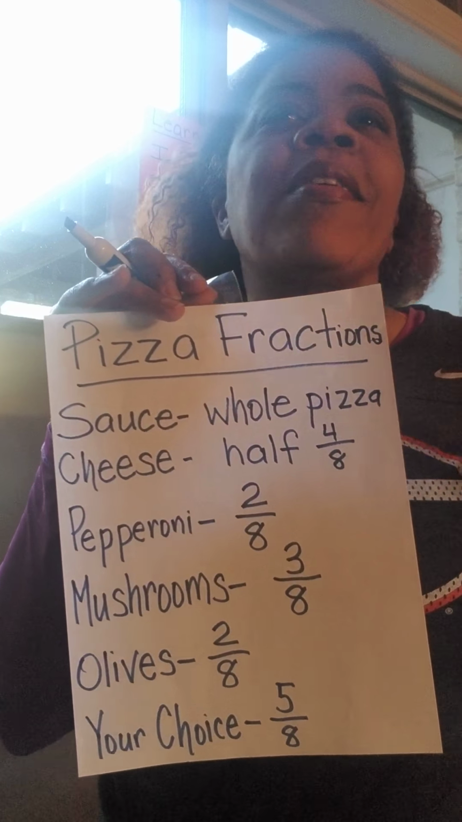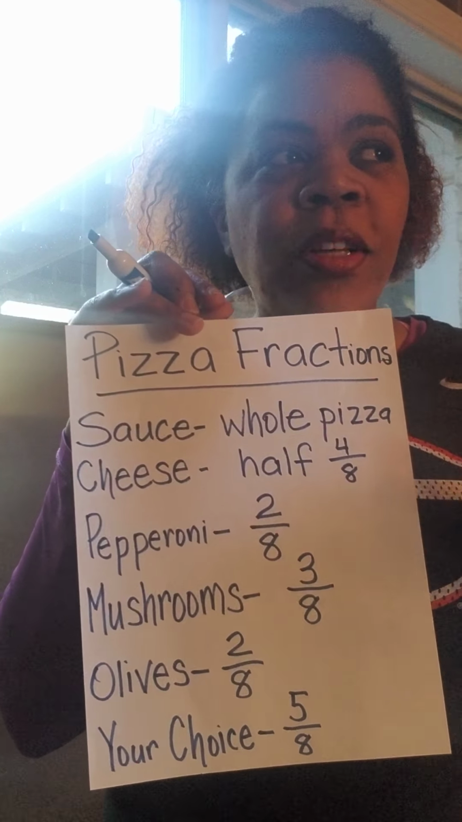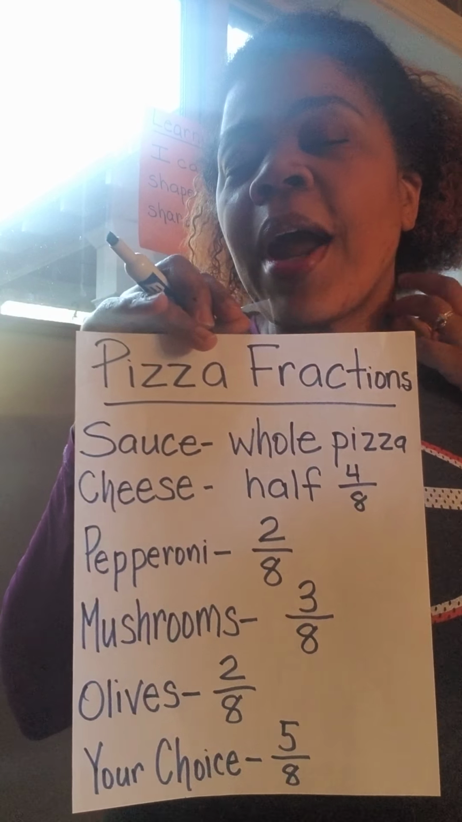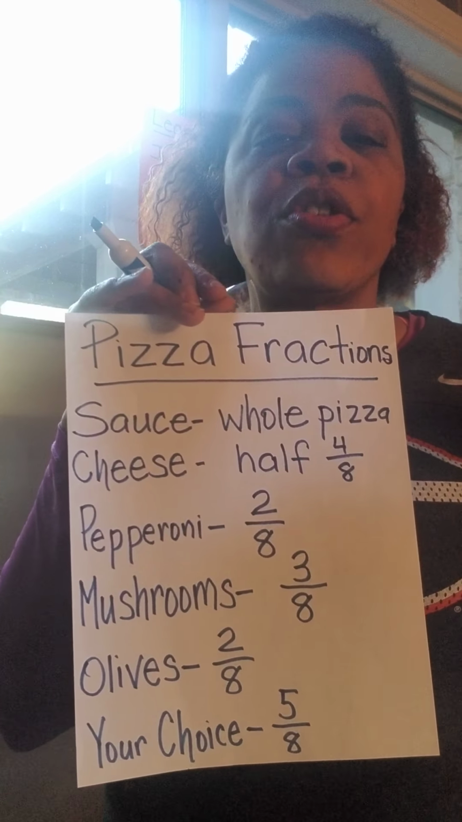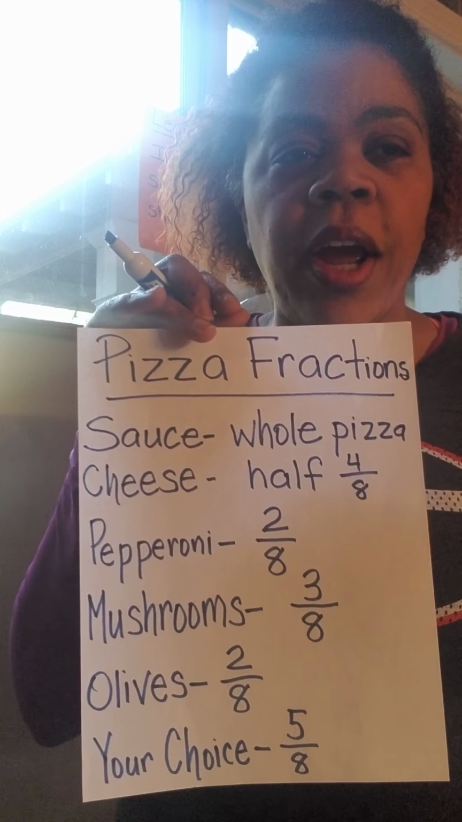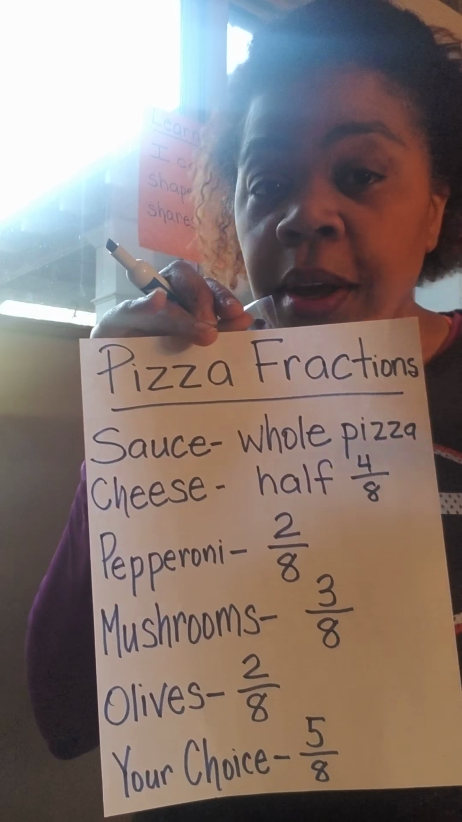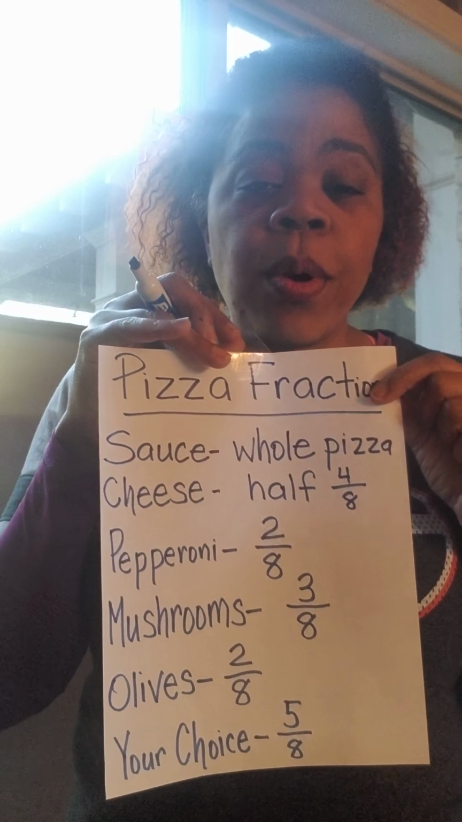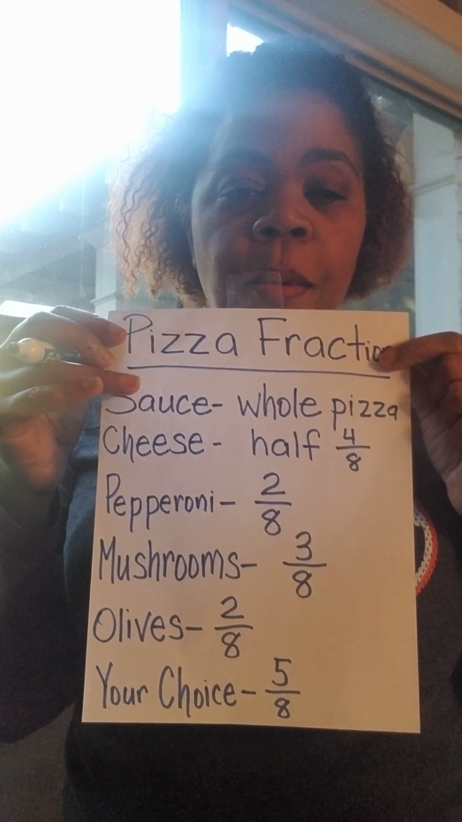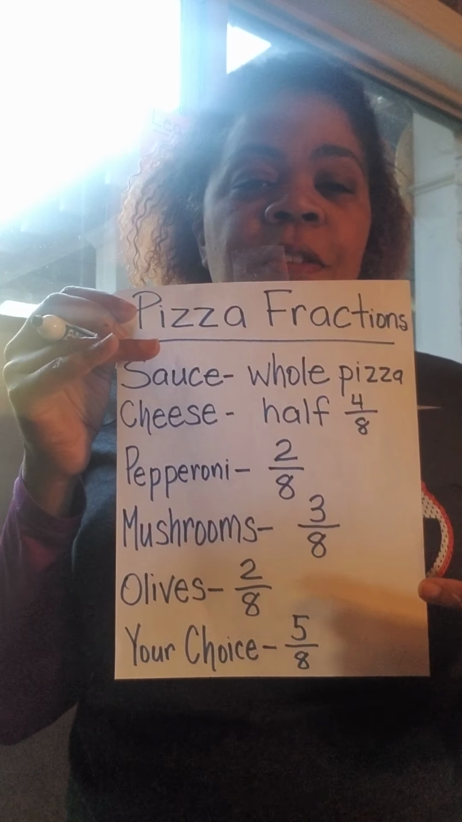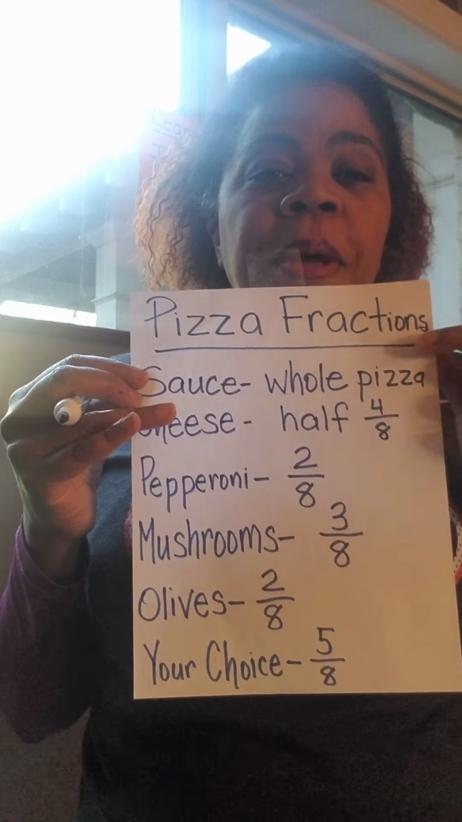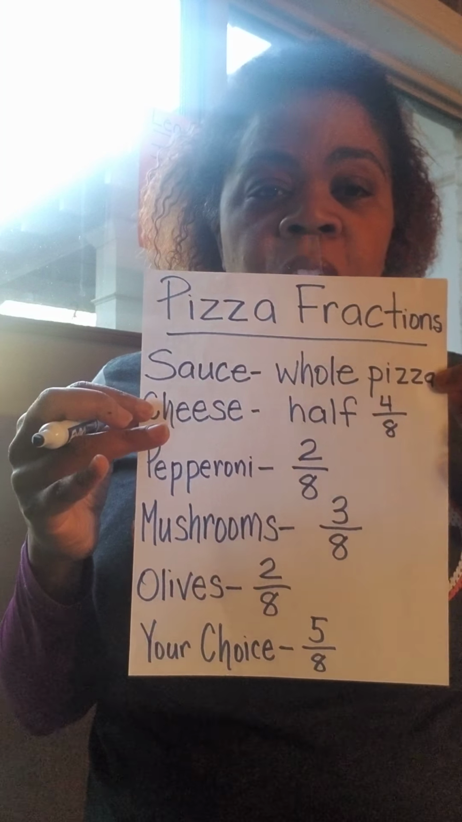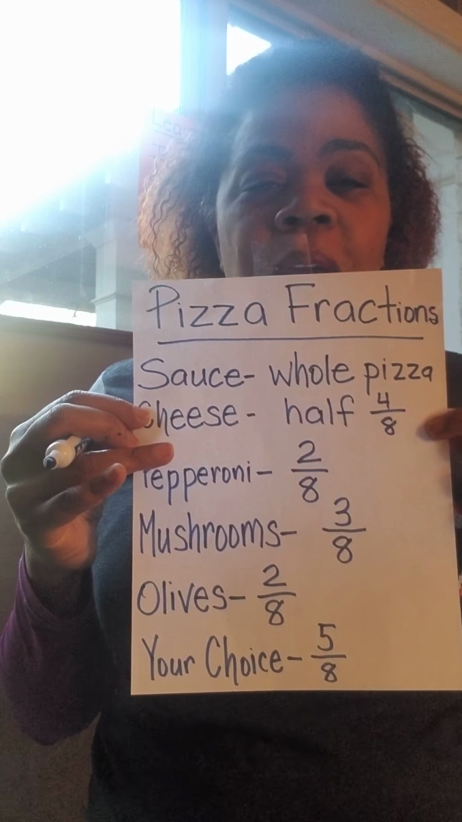Use whatever you have. Don't worry about making the sauce red or the crust brown. Use whatever colors you have to represent your pizza. If you want to just use crayons, markers, or cut a piece of paper, however you want to do it. But what I care about is that you represent these fractions on your pizza. So the only thing that's going to be on the whole pizza is sauce. Cheese is only going to be on 4/8 of the pizza.